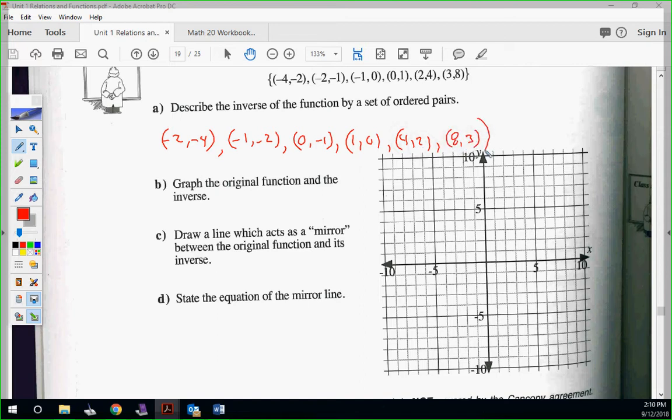Okay. Graph the original function and the inverse function. So we're going to graph both of them. Let's go ahead and just do little colors here. So I'll do this one in blue. You guys can do it on your own. You don't have to really see me do it too much here. -4, -2, -2, -1, -1, 0, 0, 1, 2, 4, 3, 8.